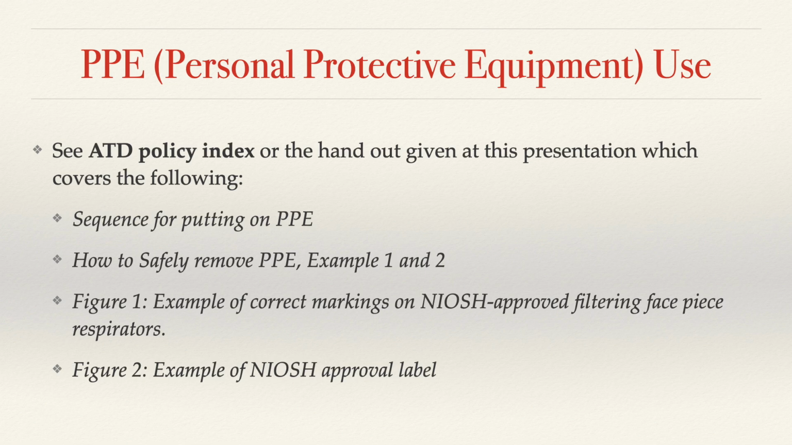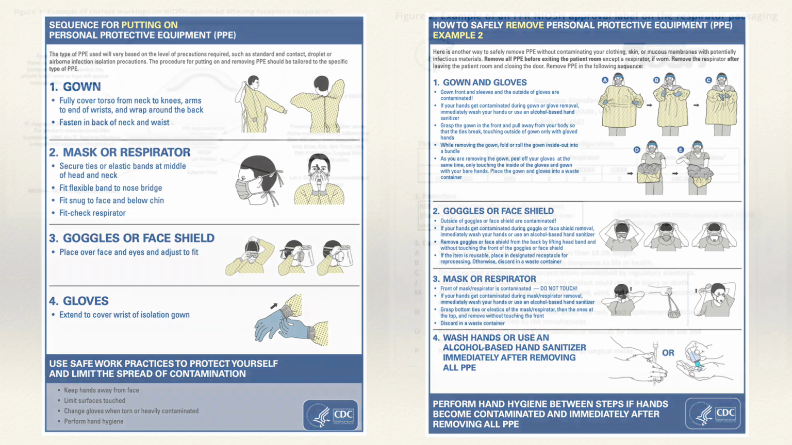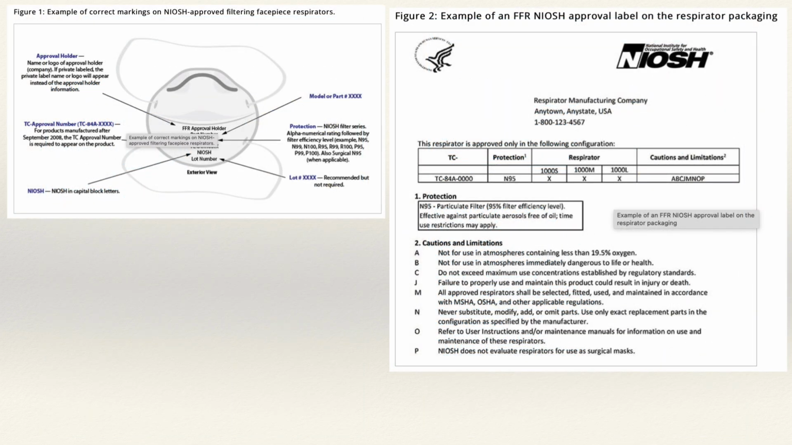Our airway transmissible disease policy includes an index which has 4 illustrations that are included in a handout for this presentation. These include the sequence for putting on PPE, how to safely remove PPE, Figure 1, example of correct markings on NIOSH approved filtering facepiece respirators, and Figure 2, example of NIOSH approval label.